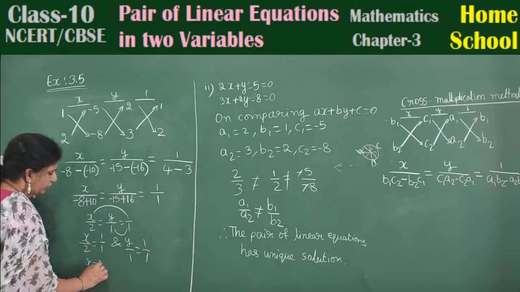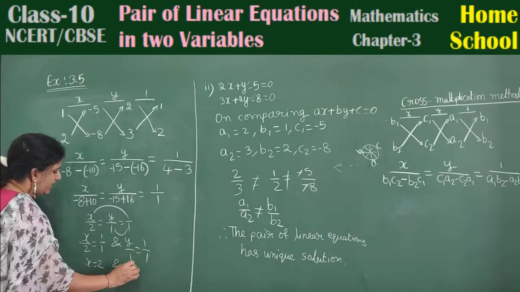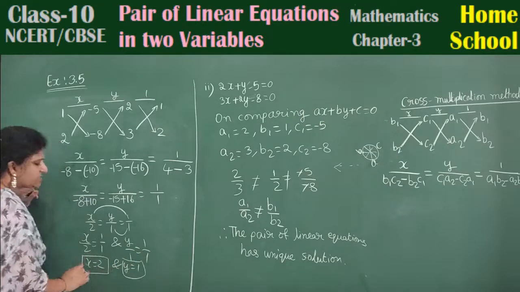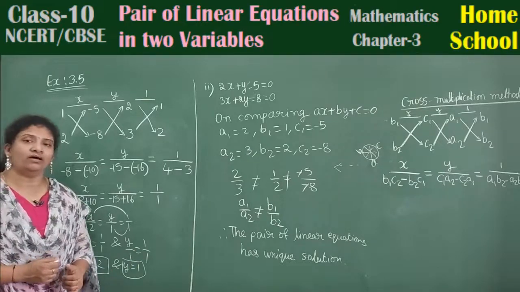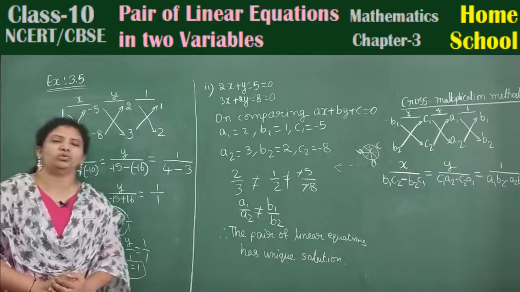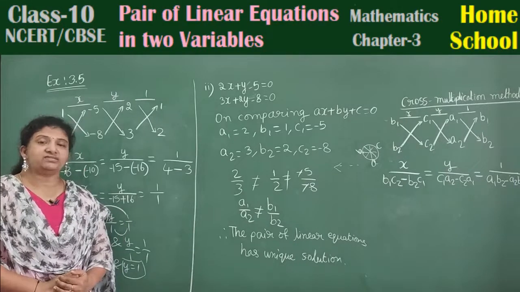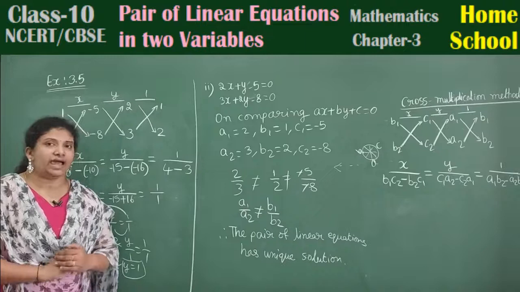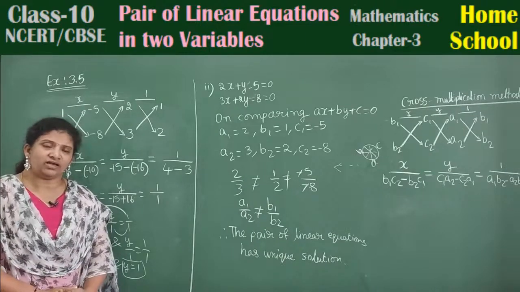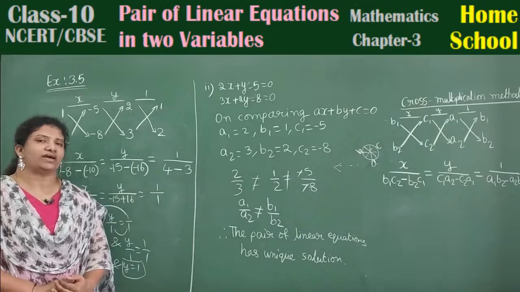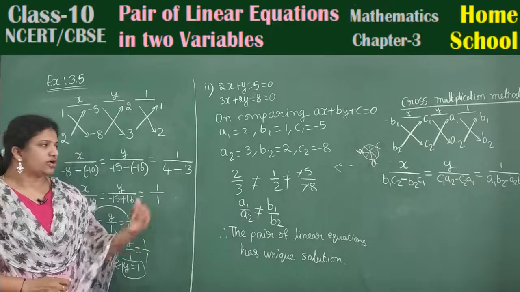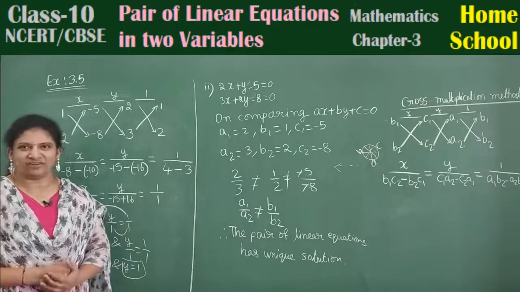X is equal to 2 and y is equal to 1. So what is your xy value? 2, 1. So look here children, the same problem if we do graphically, where do the two lines intersect? At 2, 1. If you do the substitution method, you are going to get x equal to 2 and y equal to 1. Elimination method, same value. Cross multiplication method, same value.